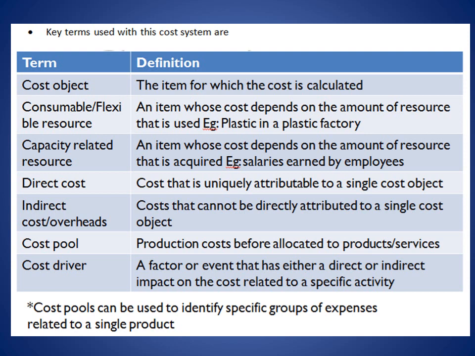Indirect cost or overheads are the costs that cannot be directly attributed to a single cost object. Cost pool is a production cost before it is allocated to products or services. Cost driver is a factor or event that has either a direct or indirect impact on the cost related to a specific activity. Cost pools can be used to identify specific groups of expenses related to a single product.